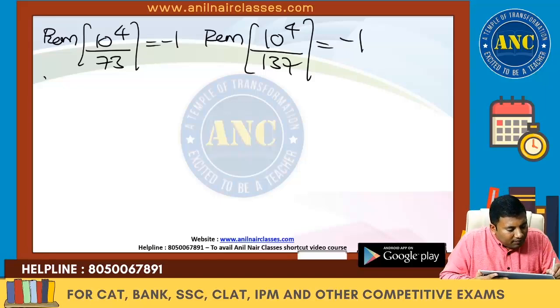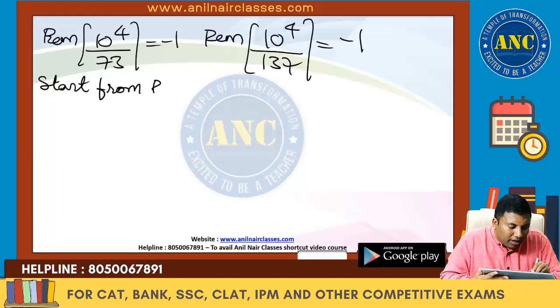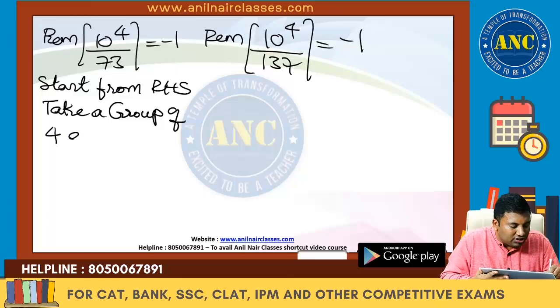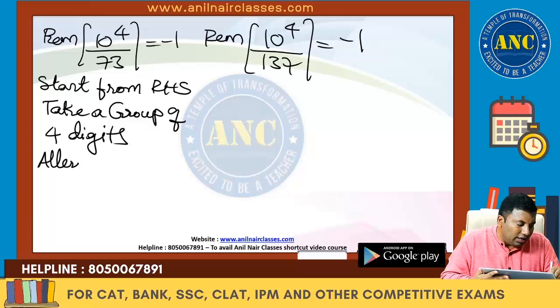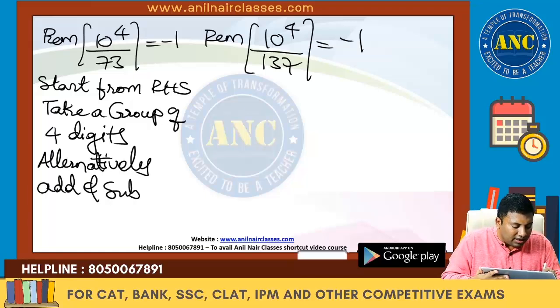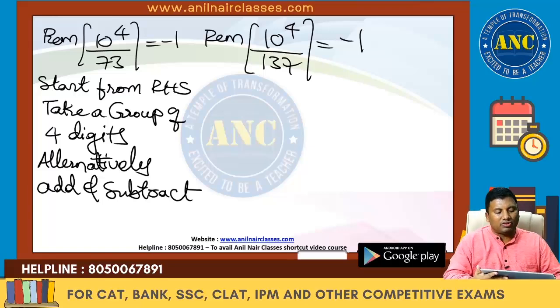Now, start from the right-hand side, take a group of 4 digits, alternately add and subtract. That is the divisibility rule for 73 and 137.